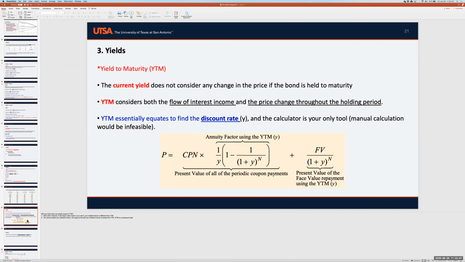So I highly recommend you to use the financial calculator. If you don't, you need to calculate Y value to find the discount rate. This is the back end calculation when you use your financial calculator, and you're simply solving for Y given P, coupon payments, and number of periods.